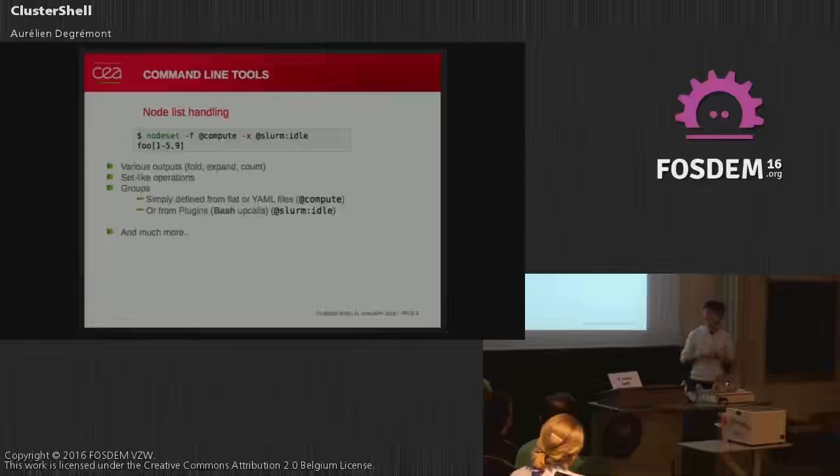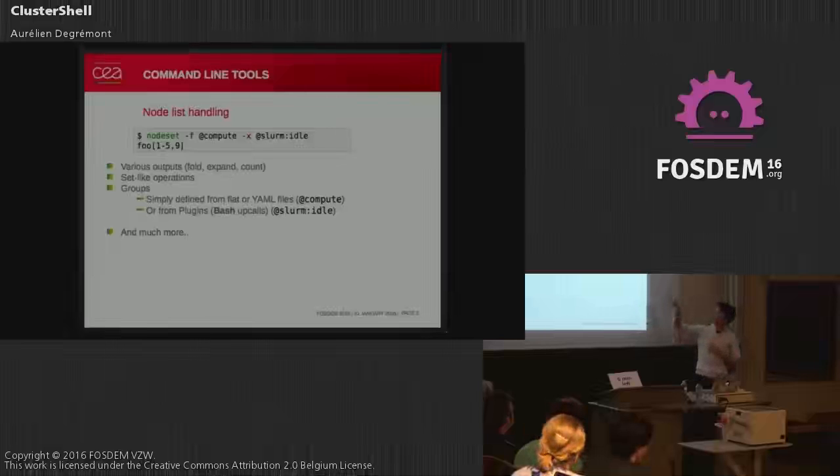The first one is a CLI command, nodeset. As the name states, it's to manage the list of nodes. It has various outputs. It can do any set-like operation between all those node names, and it can manage groups. It could be static groups in flat or YAML files, or from plugins based on bash calls.